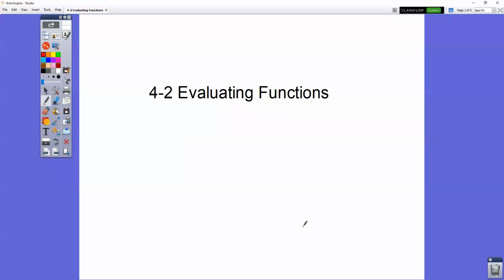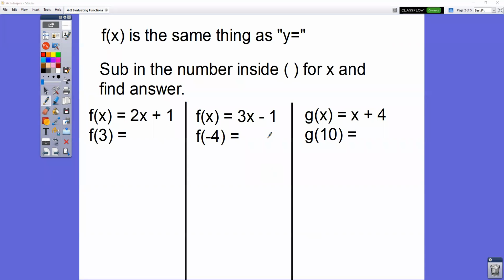So this is the lesson for 4-2. What we're doing today is evaluating functions. Evaluate just means to solve, all right? So we are solving functions today. It's very, very similar to what we did with graphing earlier on in the last chapter.